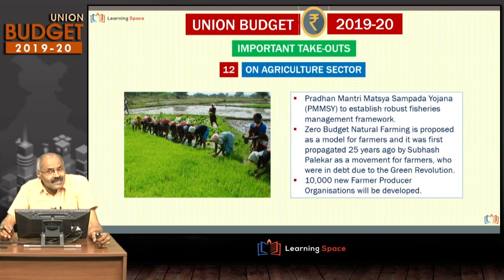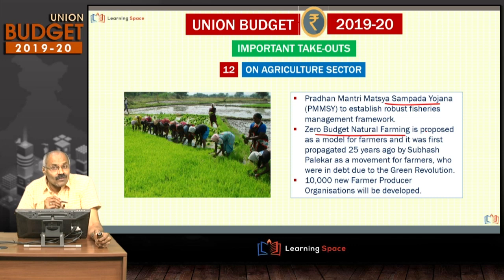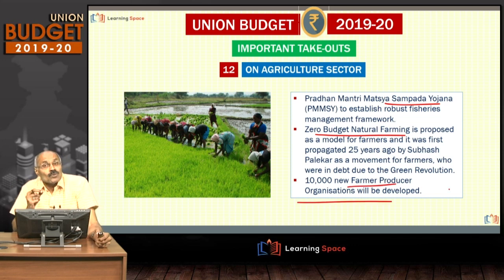Then on the agriculture sector, Pradhan Mantri Matsya Sampada Yojana, thrust on zero budget natural farming, which is promoted by Subhash Palekar, and 10,000 new farmer producer organizations, basically to improve the bargaining power of the farmers.